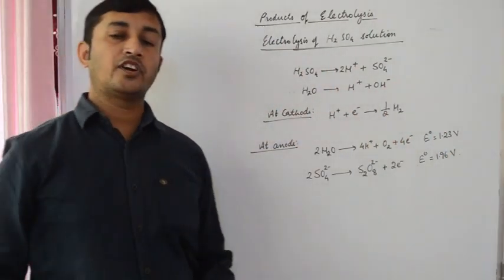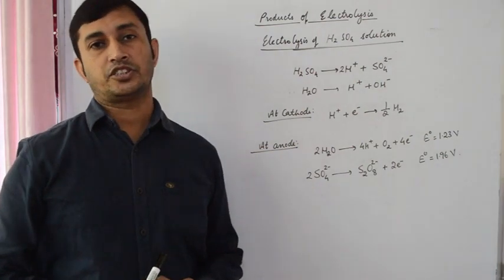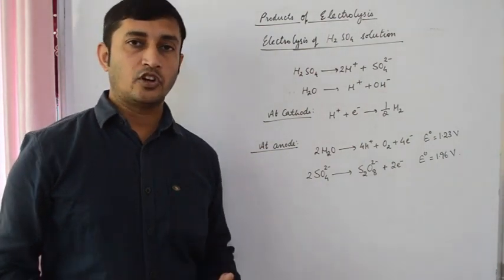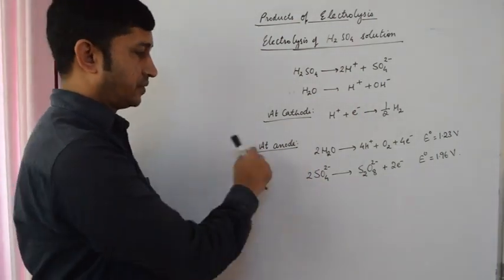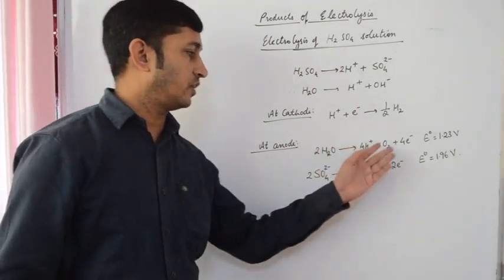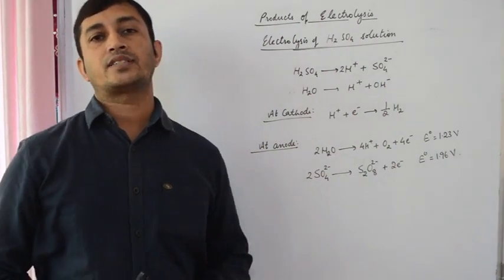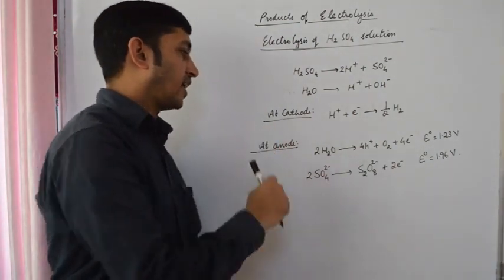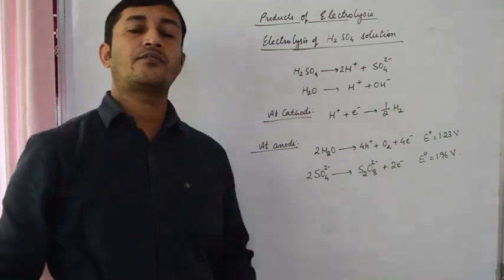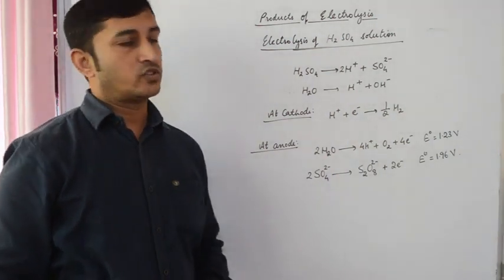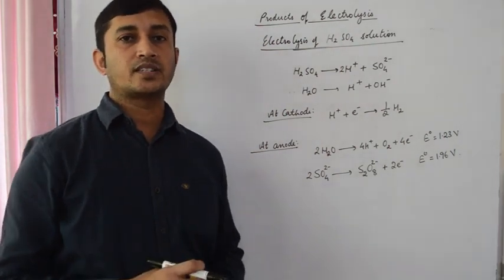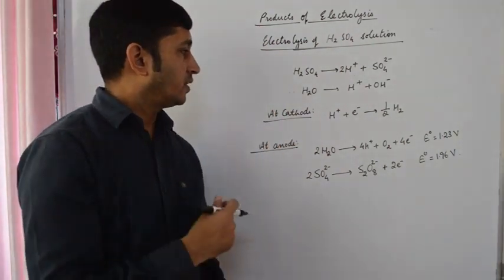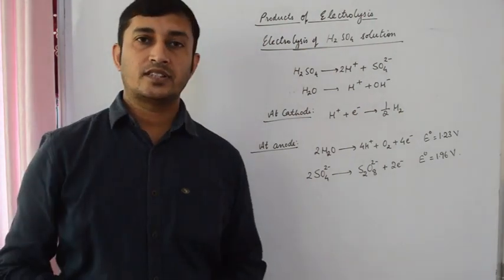Here the product of electrolysis will depend upon the concentration. If we have a dilute solution where excess of water is present, then the first reaction will be favored, meaning water will get oxidized to give oxygen gas. But if we have a concentrated solution, then the second reaction will be favored and peroxodisulfate will be formed. So in this way we have seen the factors on which the product of electrolysis depends, and a few examples of products of electrolysis.